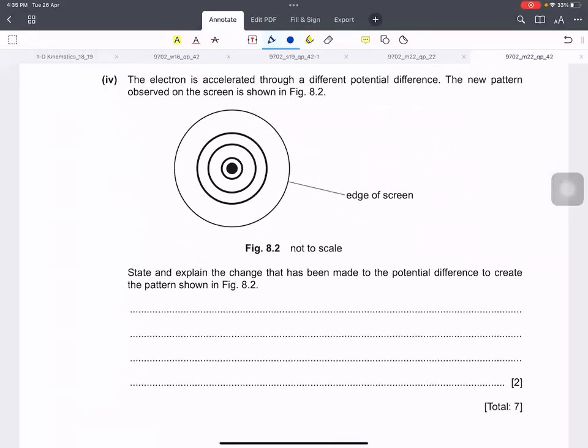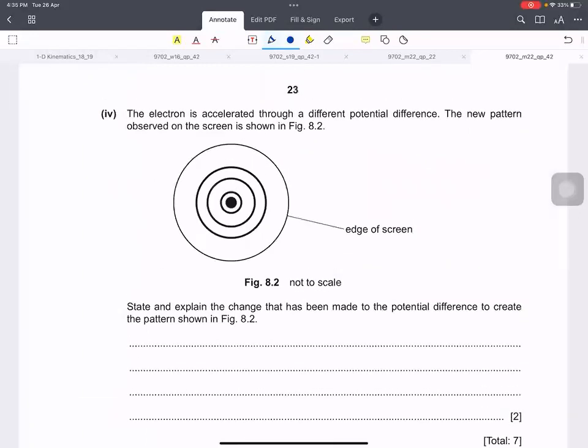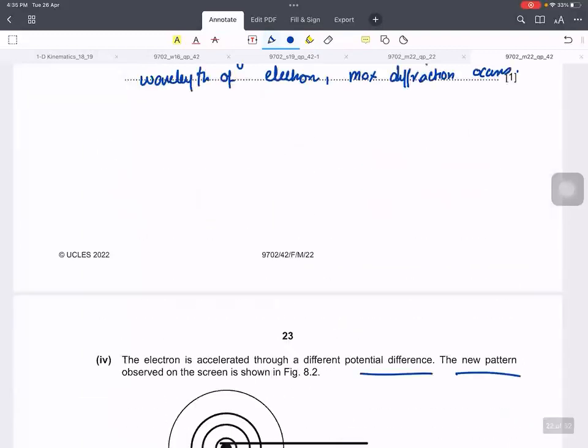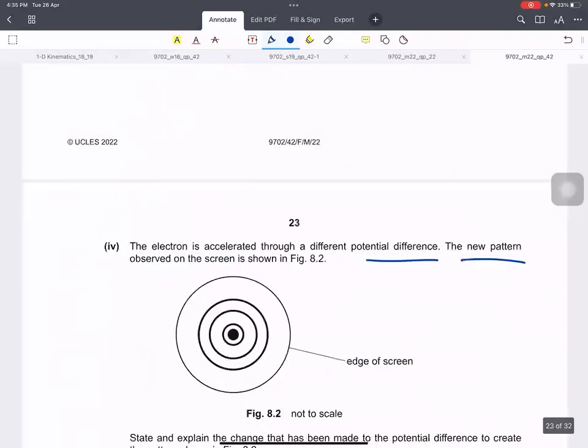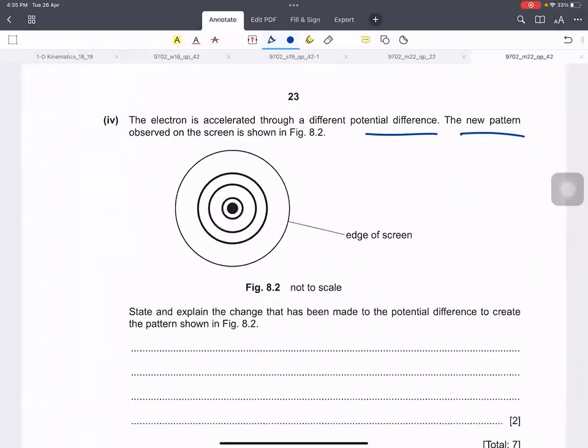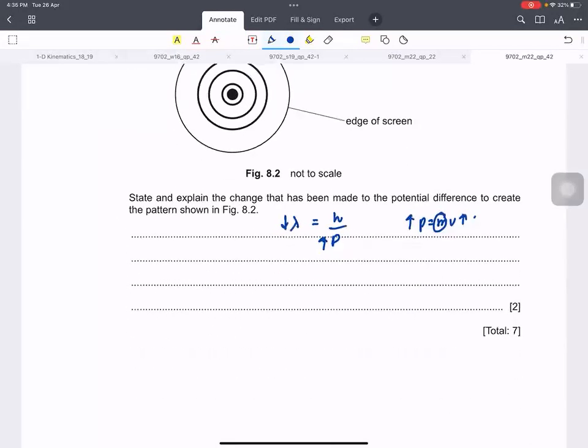Now going to this one: state and explain the change that has been made to the potential difference to create the new pattern. The electron is accelerated through a different potential to make a new pattern. The first one was which? Lines are closer. If the lines are closer, lambda should be less. If lambda is less, then according to our equation momentum should be more. Momentum is equal to mv; our mass is constant, so how could we increase it? We should increase the voltage.